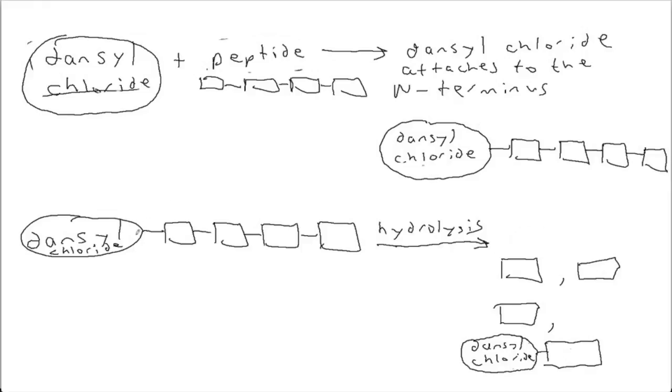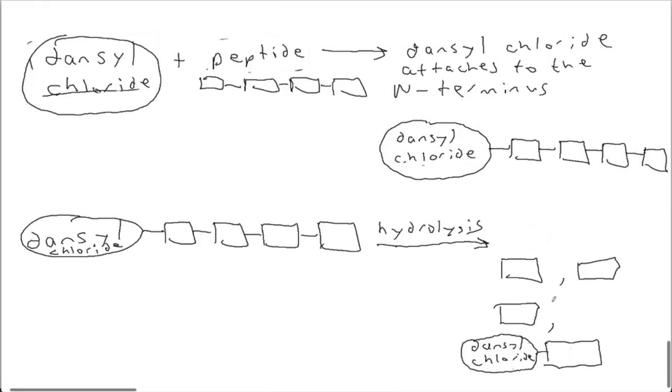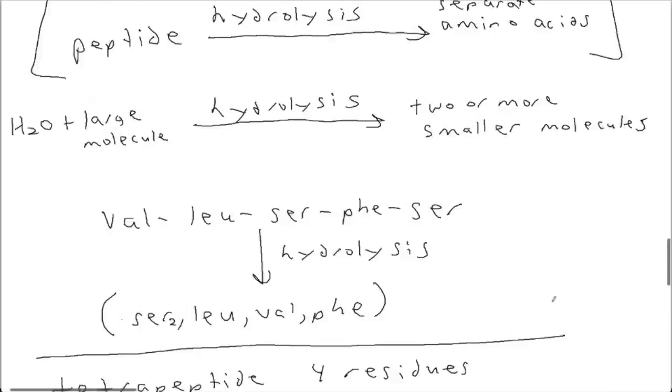The Dansyl chloride is a way of labeling the N-terminus so you can figure out which amino acid was at the N-terminus. So the way this is used is, first you label the peptide with Dansyl chloride, then you use hydrolysis to break apart the amino acids. Tell me when you have that down. Okay.